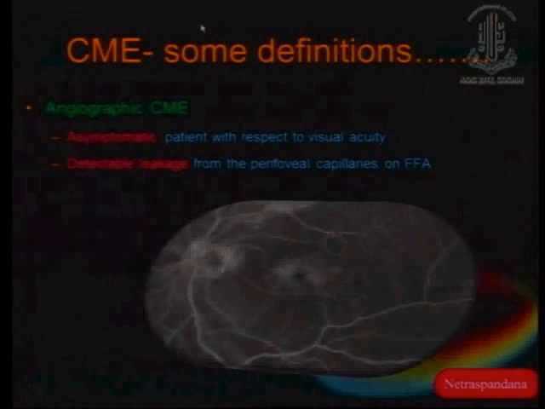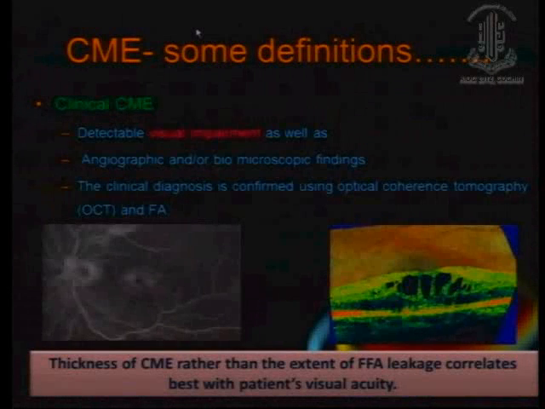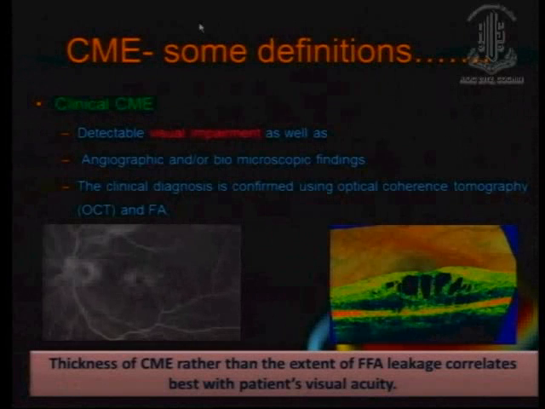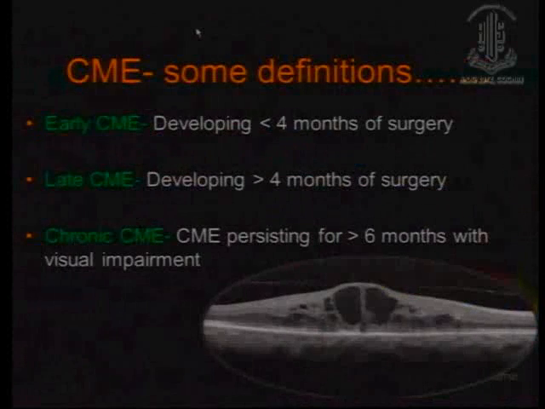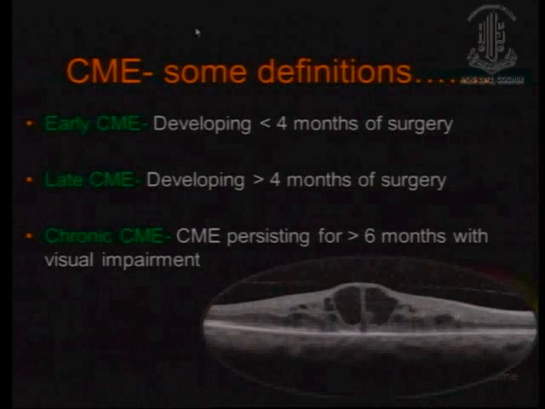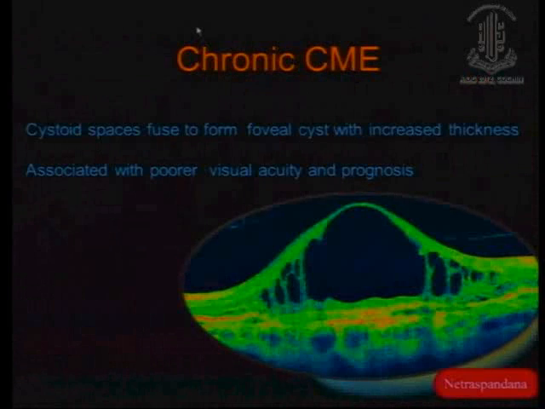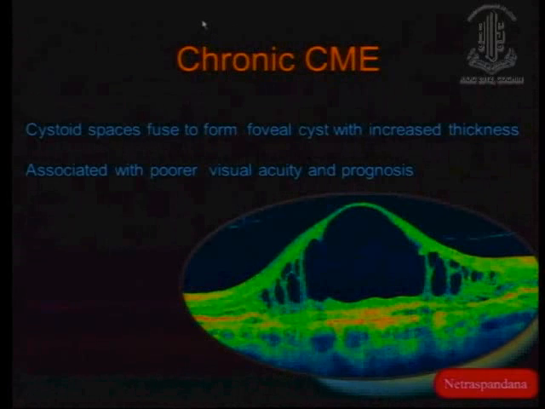There are some definitions that we should know. Angiographic CME: here the patient is asymptomatic but he will have a detectable leakage on the angiogram. In clinical CME, the patient will also have impairment of vision as well as the typical findings on FFA and OCT. It is important to note that the thickness on OCT correlates with the vision and not the leakage on FFA. Some more definitions: early CME and late CME depending on when the CME develops, and a chronic CME is one which persists more than 6 months along with the vision impairment. When you have a chronic CME, the cystoid spaces would fuse to form a cyst, and these patients would have poor visual acuity as well as prognosis.